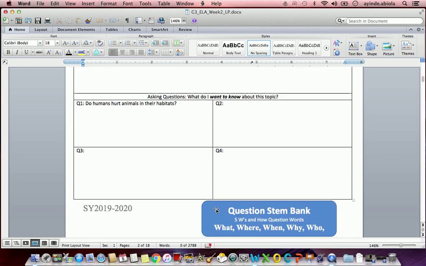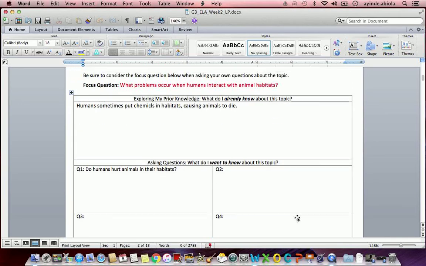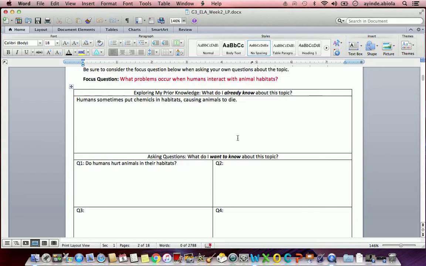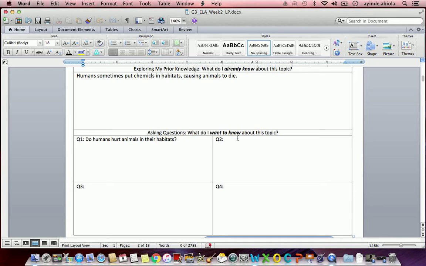topic, okay? They ask us to use the 5 W's and H, which is who, what, when, where, why, and how. And again, I'm going to refer to this focus question even when I'm asking my questions, all right? So the focus question again is what problems occur when humans interact with animals in a habitat. So what problems do humans cause for animals? Ultimately is what it's asking you. So you're supposed to make 4 questions out of that topic, right?